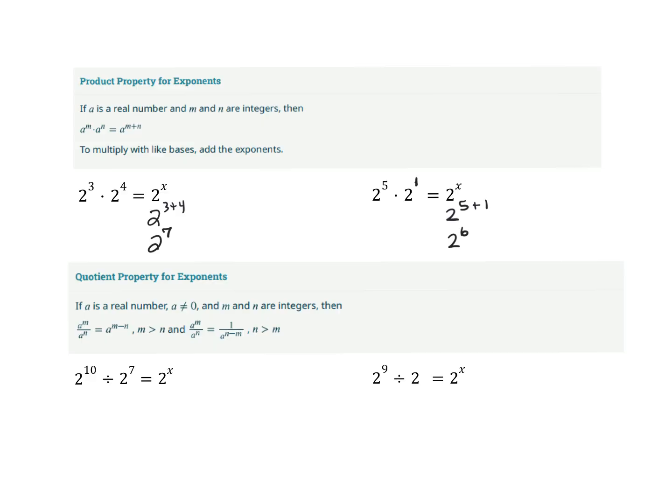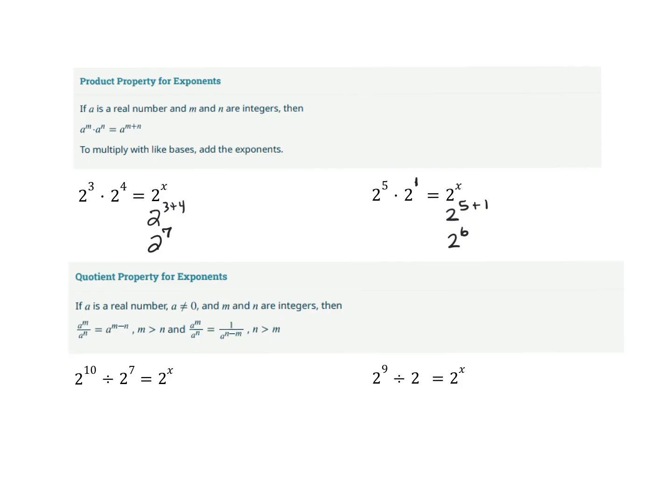Now, the quotient property for exponents has a similar concept. If we have like bases being divided, and as long as those bases are not 0, and as long as our exponents are integers, then when we have like bases being divided, we get to subtract those exponents. We subtract the bottom exponent from the top exponent. Another way we can say that is top exponent minus the bottom exponent.